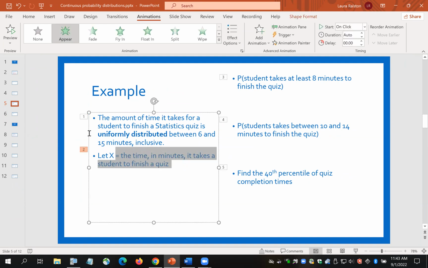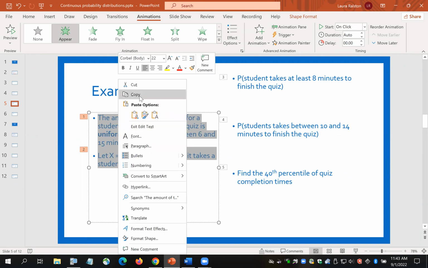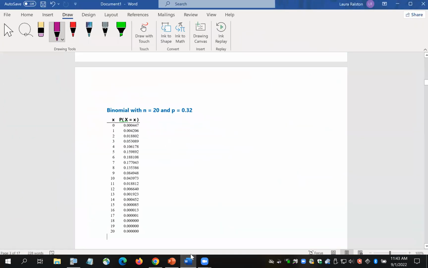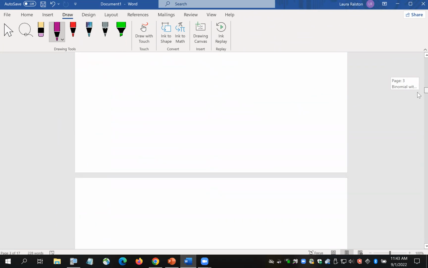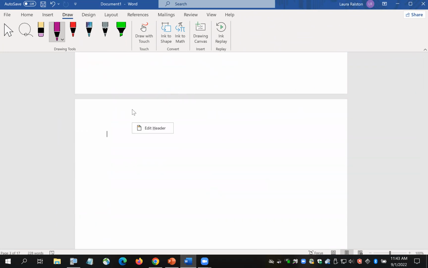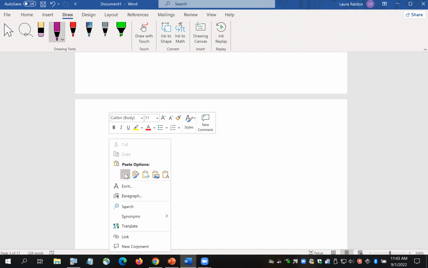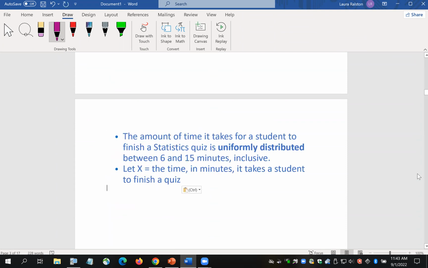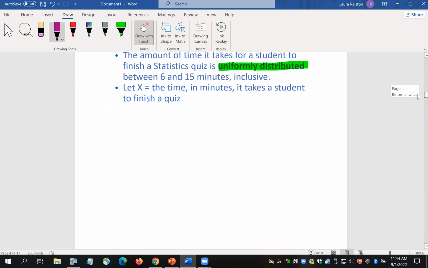Let me see if I can copy this and take it over to a Word document. It might make it a little bit easier for you to see. Maybe, maybe not. Again, it tells us very clearly in the problem that we're dealing with a uniform distribution, which means everything has the same probability.